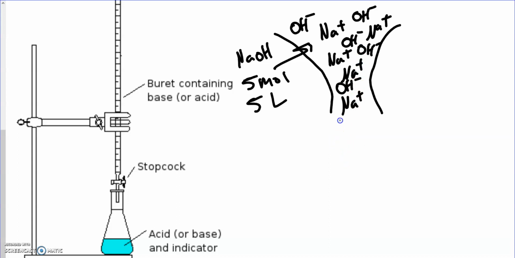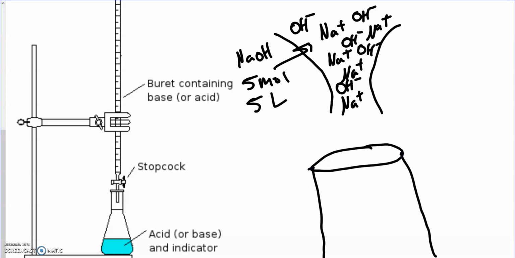Okay. So we have our little stopcock. It's going to be pouring into our flask or beaker. I'm going to draw it like a beaker. Okay, and in this beaker, same idea. We're going to have hydrochloric acid, and we're going to have 5 moles in 5 liters.